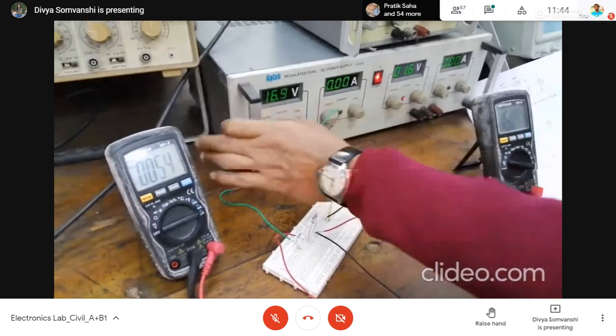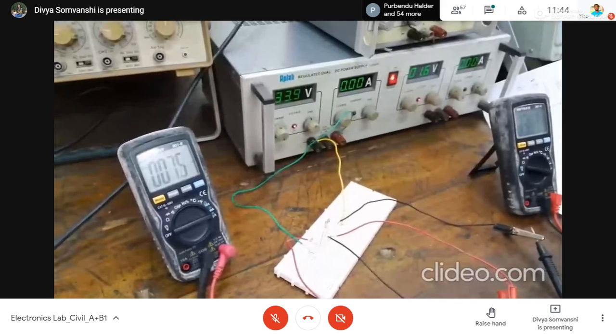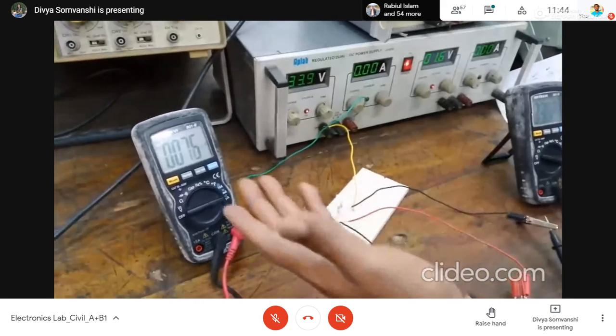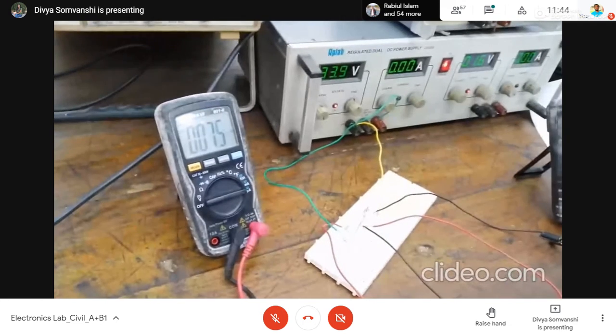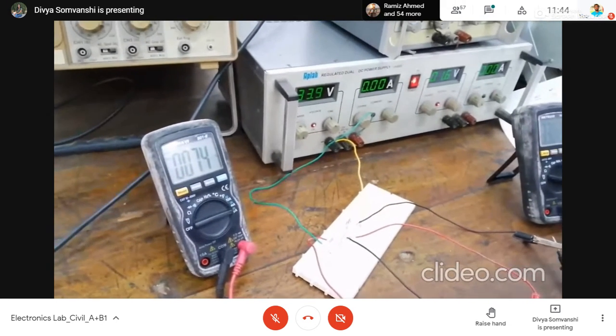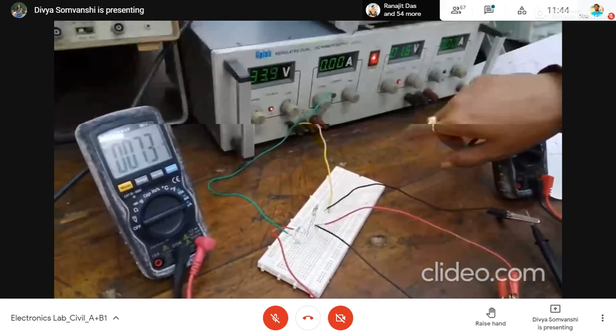And if you increase it to the maximum of this supply voltage, 33.8 volts, the current is very feeble, that is 7.5 microampere. In this way, the reverse bias readings will be developed.